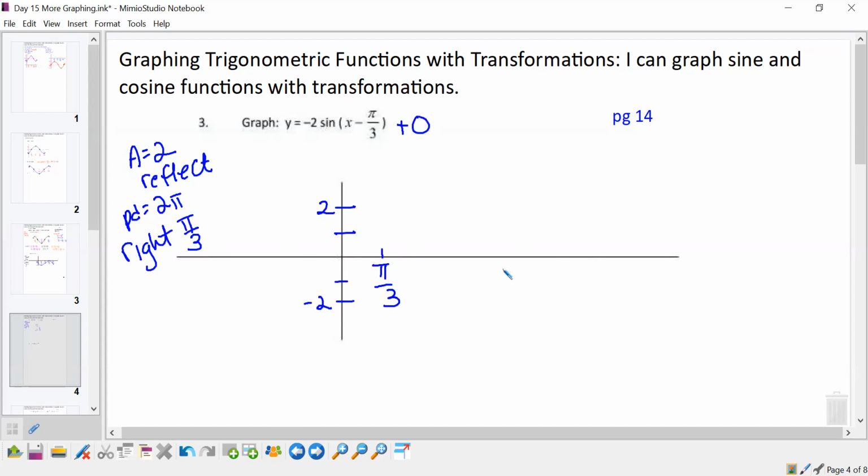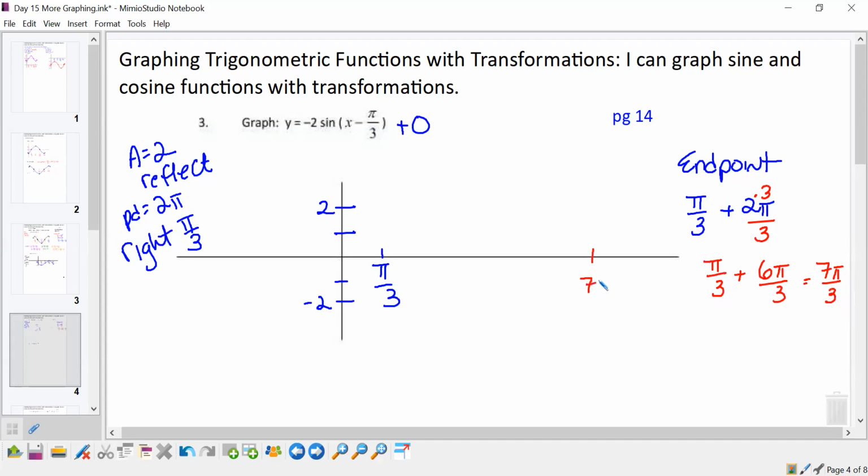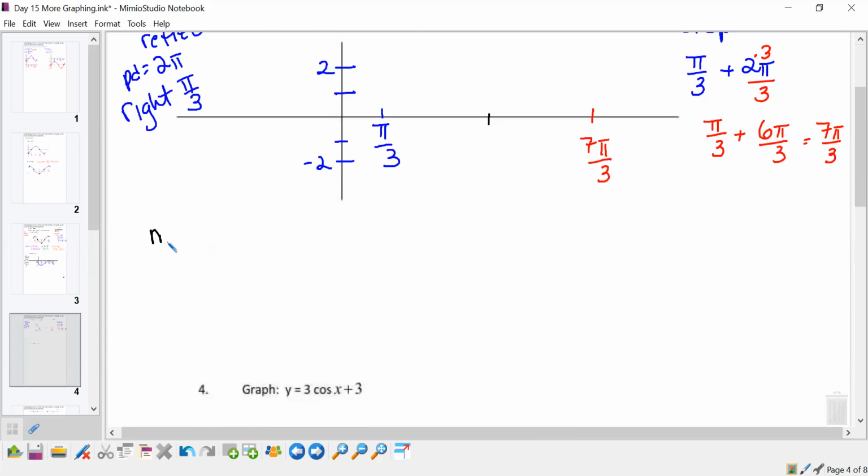Okay, now the hard part, getting the endpoint. We start at pi over 3 and we add the period. But we need a common denominator. So our ending point is 7 pi over 3. Now I need the middle. It's half, add your endpoint. So 1 plus 7 is 8 pi over 3.